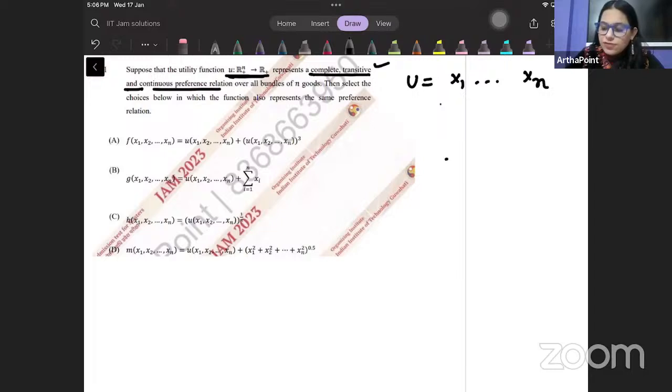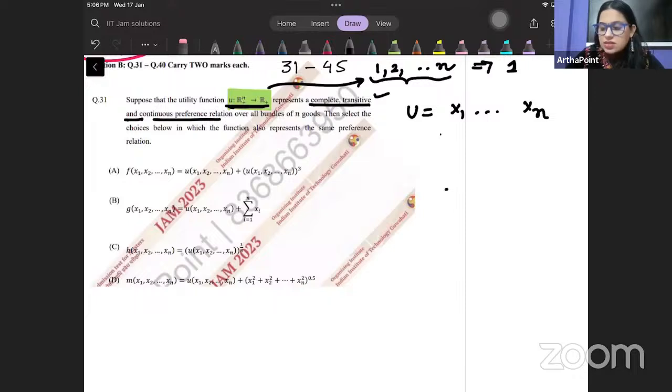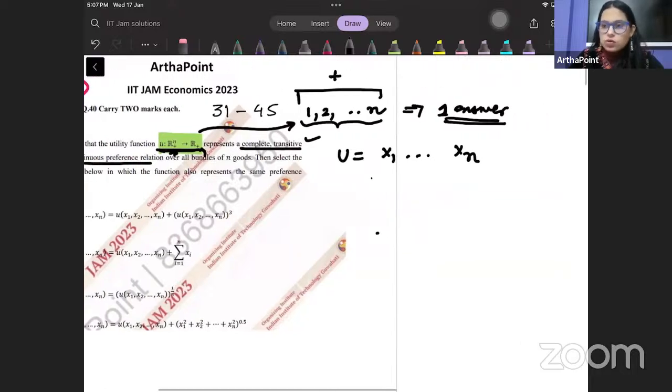Secondly, try to understand this thing carefully. This says it goes from R^n_+ to R_+. R^n_+ means I am consuming n goods: good 1, good 2, till good n. And then I am getting one answer. That becomes my utility. Whatever answer comes is my utility. The consumption units, all of these will be non-negative, so there is a plus here. And my utility that I will get will also be non-negative. It can be 0, but it cannot be a negative number. This is what it is saying.